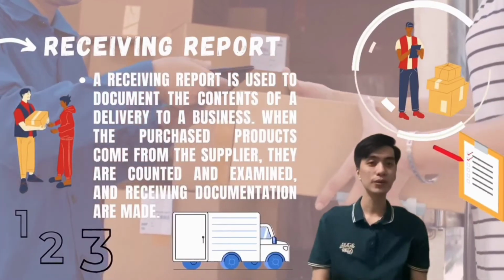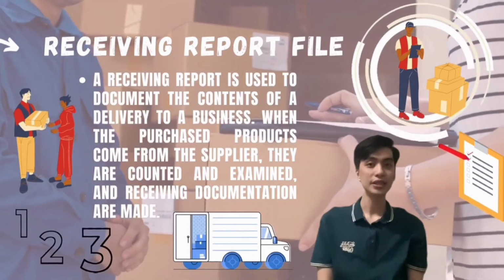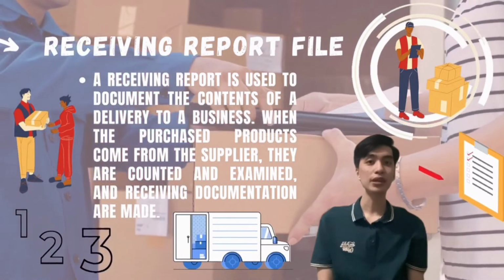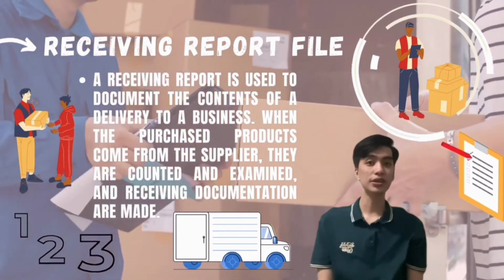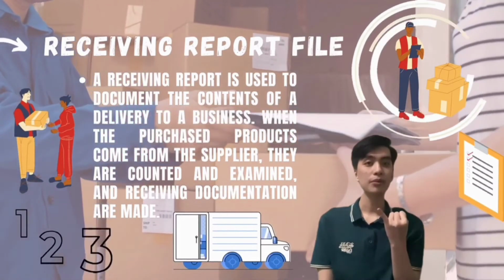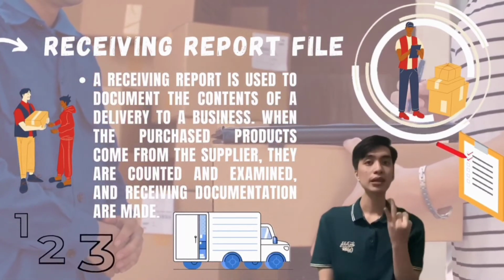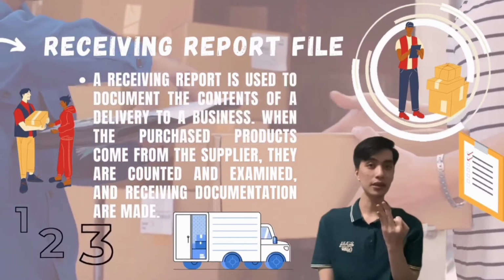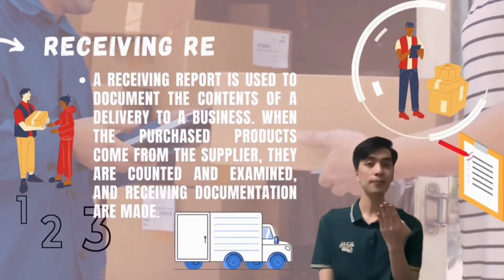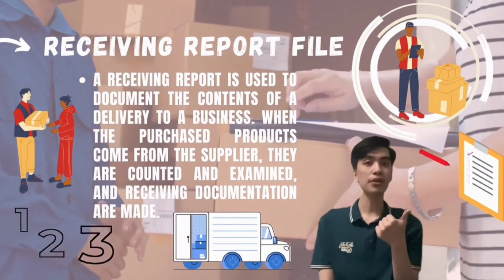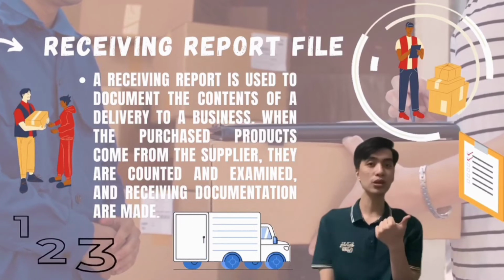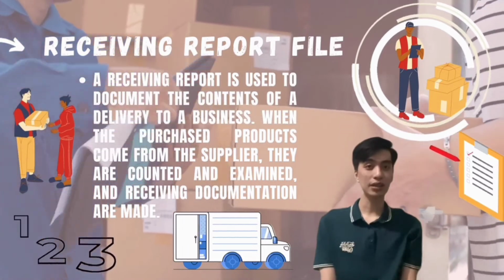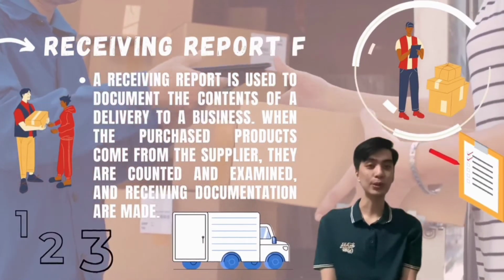Then, we also have the receiving report file. A receiving report is used to document the contents of a delivery to a business. The following information is typically included on a receiving report: date and time on which the delivery was received, name of the shipping company that delivered the goods, name of each item received, quantity of each item received, the authorizing purchase order number if noted on the delivery documentation or box, and lastly, the condition of the items received. This can be a negative entry where only damaged goods are noted.